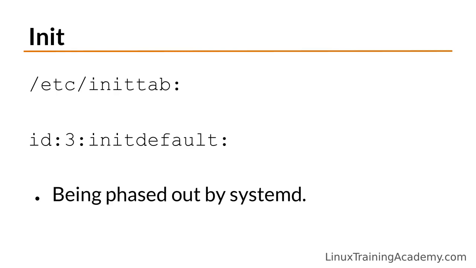Traditionally, run levels were controlled by the init program. The init configuration was stored in /etc/inittab. To change the default run level using init, you would edit the /etc/inittab file and set the run level number on the initdefault line. Here's an example of setting run level 3 to be the default run level.